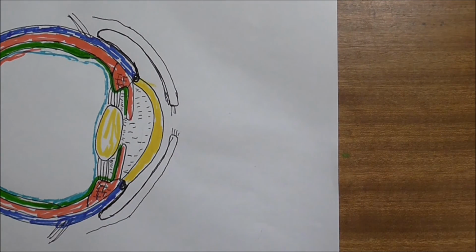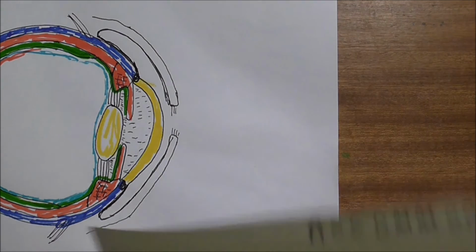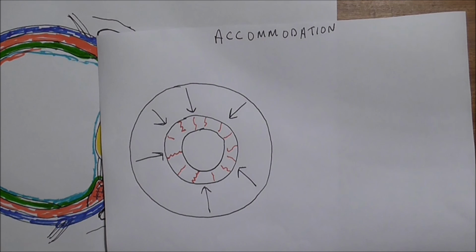So, close focusing: contraction of the ciliary muscles. Contraction of the ciliary muscles means the ciliary ring gets broader. That reduces the tension on the suspensory ligaments, so they no longer stretch the lens. So the lens contracts with its own elasticity and becomes shorter and fatter. So this increases the refractive angle. So there's more convergence of light rays for focusing and accommodation.